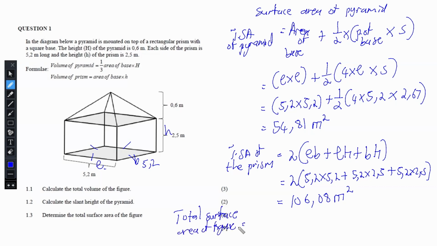And then for the total surface area of the figure, what must we do? It's the total surface area of the pyramid and the total surface area of the prism. So it's that 54.81 plus the 106.08. And then when you punch all that into your calculator, you will get 160.89 meter square. Okay, so that's it. That's how you were supposed to calculate that one.